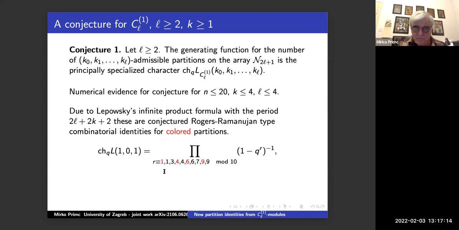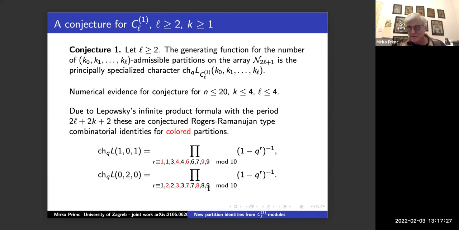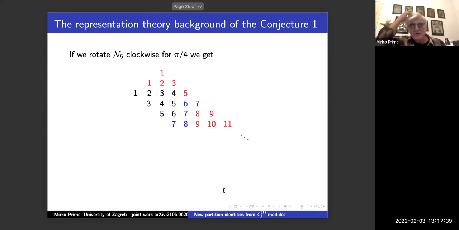As for maybe another example, the same level 2 and L is 2, we have different initial conditions, and then it is different partitions. So, okay, there are details that maybe should be commented, but I'll go further. So the representation theory background of the conjecture.